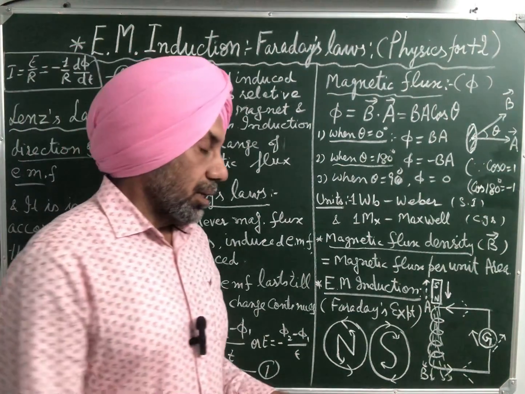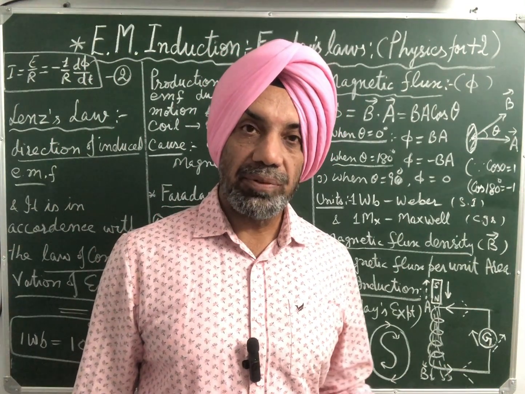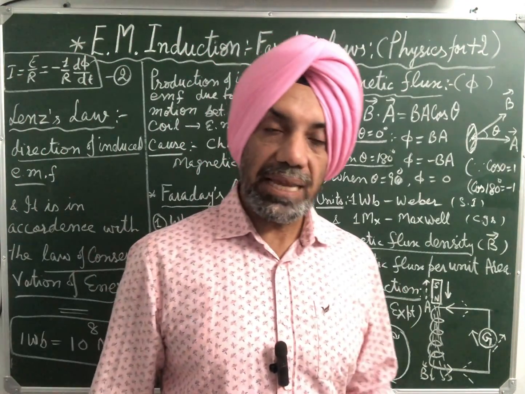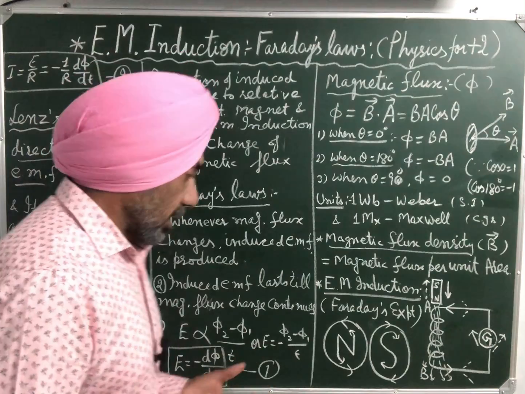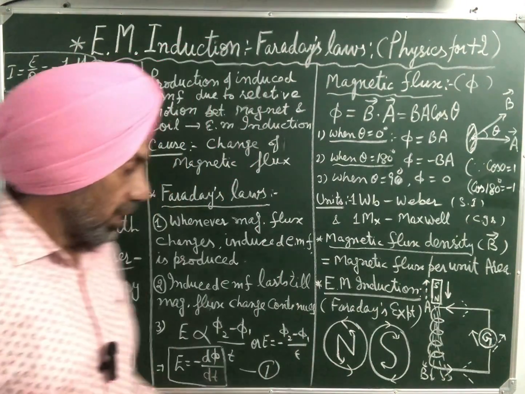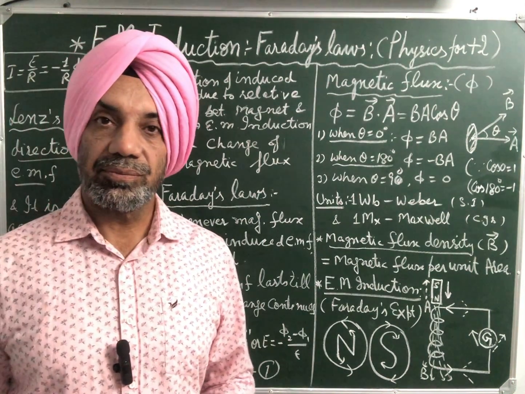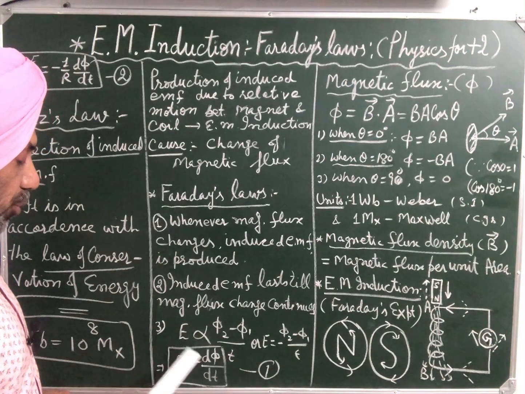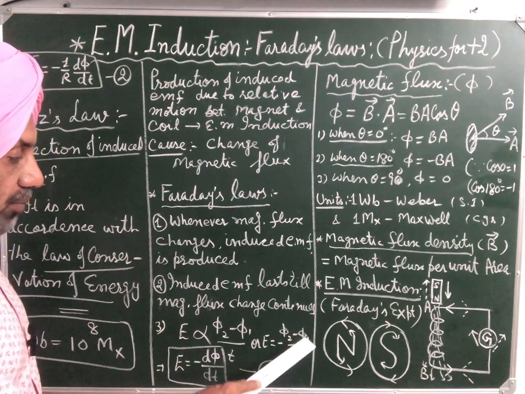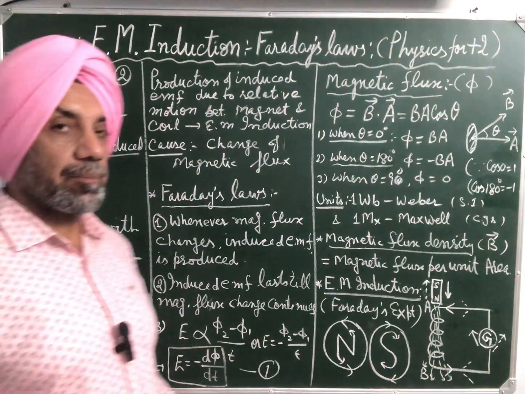Third, I have said when the magnet is moved rapidly, the induced EMF produced is more. When it is moved slowly, the induced EMF produced is less. It means the magnitude of the induced EMF so produced is directly proportional to the rate of change of magnetic flux, or E is proportional to (phi 2 minus phi 1) upon T, or E is equal to minus (phi 2 minus phi 1) upon T, or E is equal to minus d phi by dt.